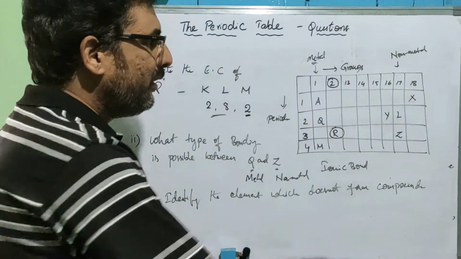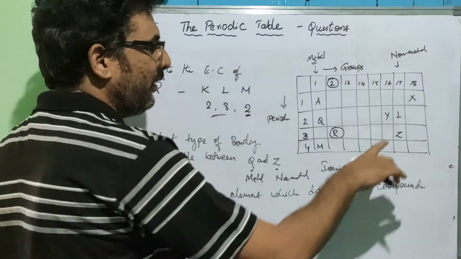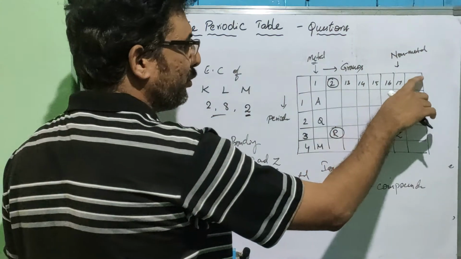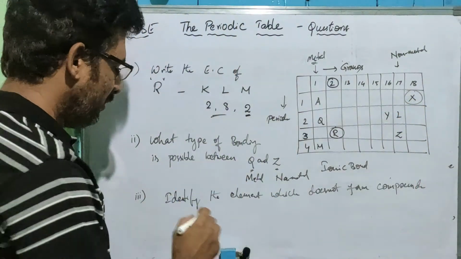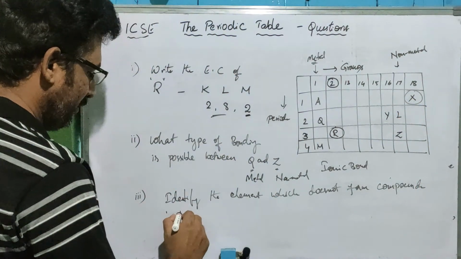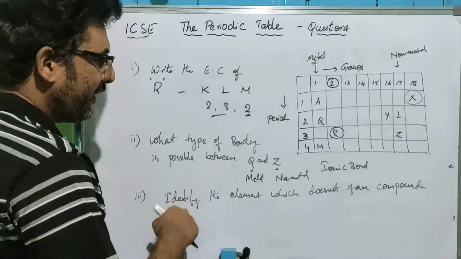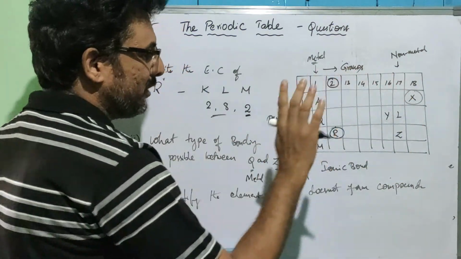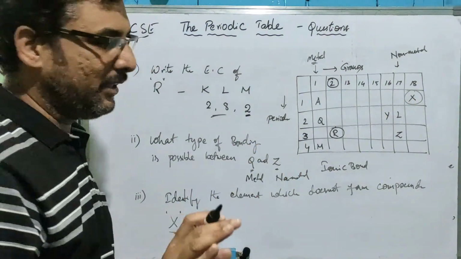So obviously it will be a noble gas which is having stable electronic configuration, and the noble gas will belong to group 18, and we have only one noble gas, that is X. So you will write just X over there. He is not asking to write the name of the element, you just need to identify the element from this table. So here it is X, so we will write just X as the answer.